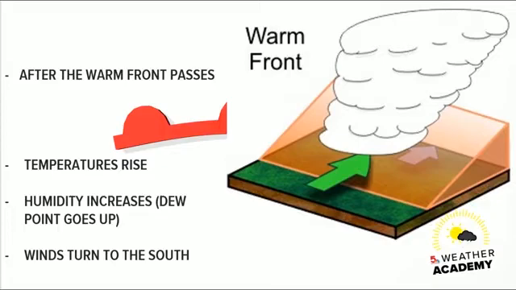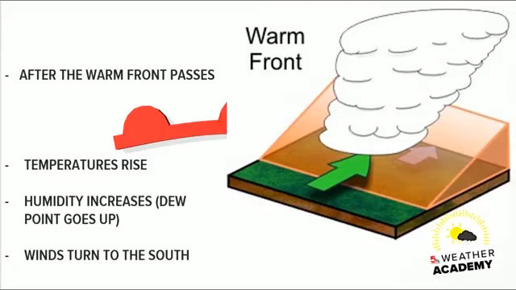So temperatures rise after the warm front goes through. The humidity usually increases. The dew point goes up, which is a much better measure, and it's not relative humidity. If you're on the cool side of the front, you could have 100% humidity if there's fog and if there's rain. But on the south side of the front, once it goes through, it usually becomes more humid, even though the relative humidity goes down because the actual air temperature goes up. And we'll talk more about humidity and dew point in the future. But winds usually turn to the south as the warm front goes through.